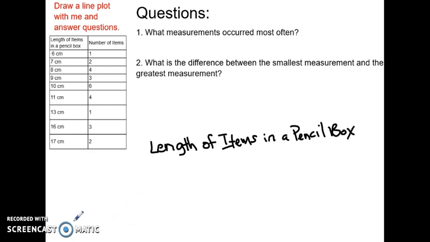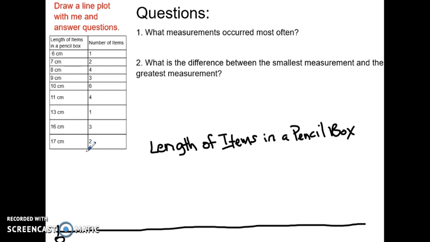Next, I need to draw my line plot. So, I'm going to draw a line. At the beginning, remember, I'm going to start at 0. But then, here, my smallest number is 6. Then my largest number is 17. So, I'm going to put a break, and then I'm going to start at 6, and I'm going to count up to 17.